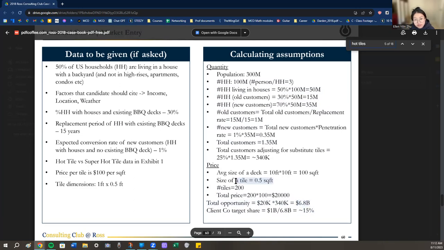A tile is only 0.5 square feet, and so the total price would have been actually $20,000. At least, this is the case. And with the 25% that we would have gotten from the first exhibit, we would have gone for 340 and multiplied by 25% for the hot tiles, right? Because this is the market of total customers for hot tiles and super hot tiles, but the market sizing would have been to calculate the market size for just the hot tiles.